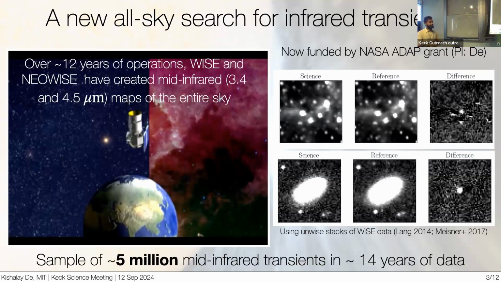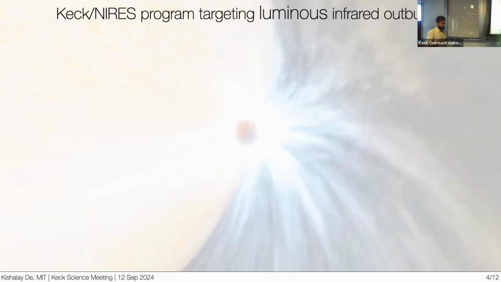That has led us to this sample of about 5 million infrared transients and variables that we've been systematically sifting through. This data is going to be released very soon, so keep an eye out for that. But we've also had a systematic ground-based follow-up program using NASA Keck time to get spectra for some of the most luminous infrared outbursts we can see in nearby galaxies.